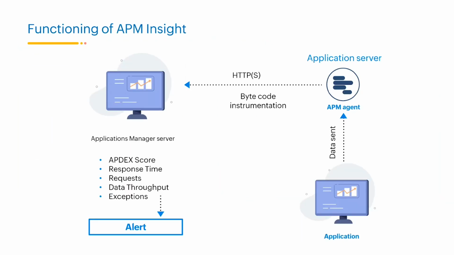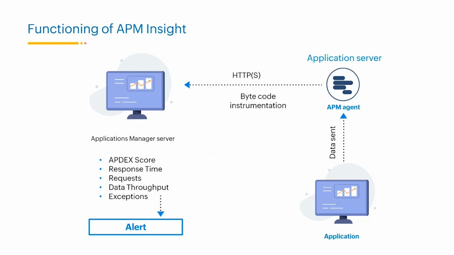This functionality of APM Insight will help you to identify the application errors or the latencies which affect the performance of the application. APM Insight is an agent-based monitoring tool. The first step involved is to deploy the agent on the application server where the application is hosted. These agents are responsible for collecting the performance data and sending it to Applications Manager for analysis.